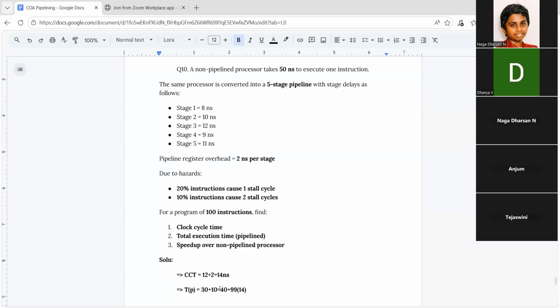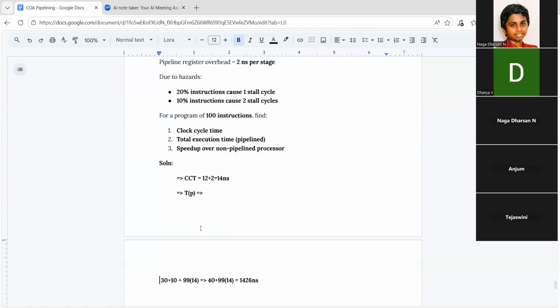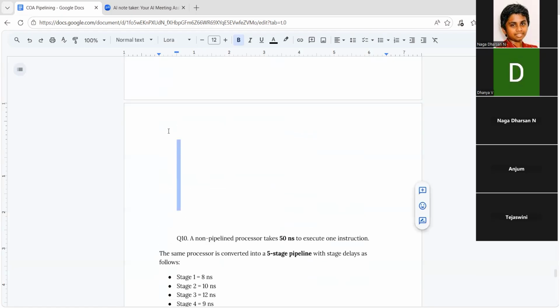Hope you understood this step. This might be confusing. This gives the answer as 1426 nanoseconds. So the total time for pipelining would be this, but we also have some hazards to be accounted for in this case, so we should include that as well.